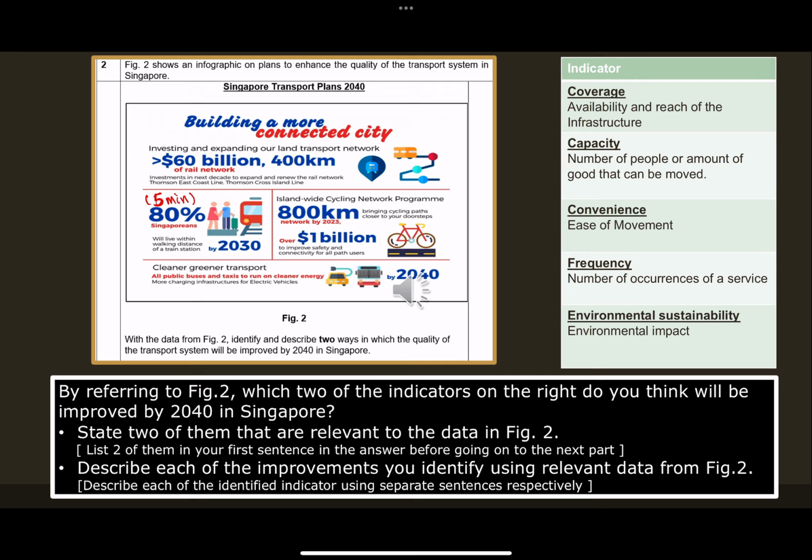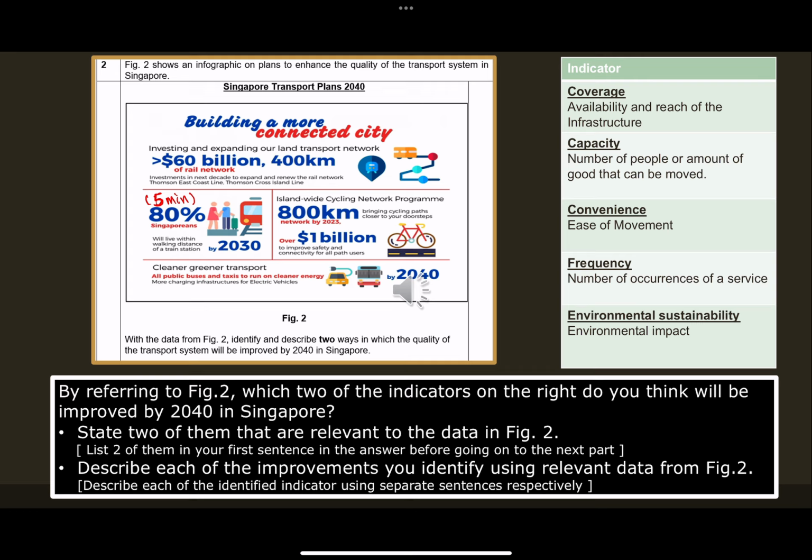The question says, Figure 2 shows an infographic on plans to enhance the quality of transport system in Singapore. So this refers to the Singapore transport plans for 2040. By 2040, these are the improvements that will be made to the transport system in terms of the quality. So with the data from figure 2, identify and describe 2 ways in which the quality of the transport system will be improved by 2040 in Singapore.